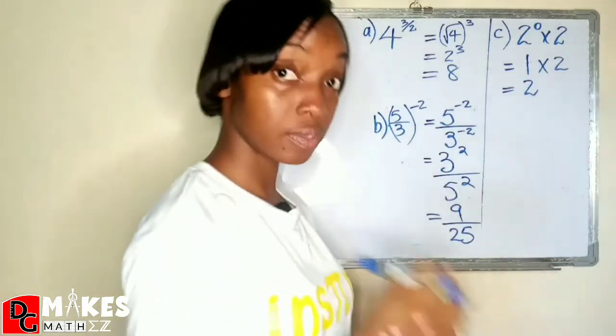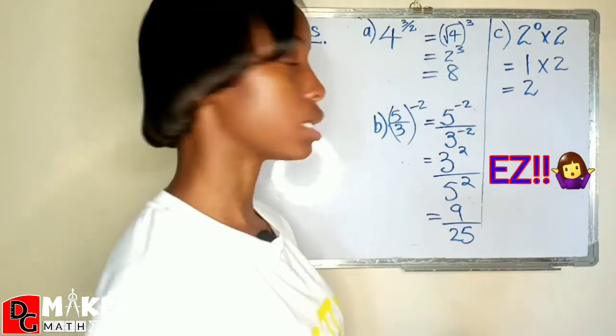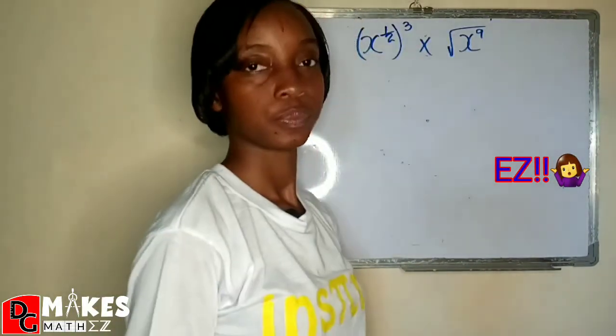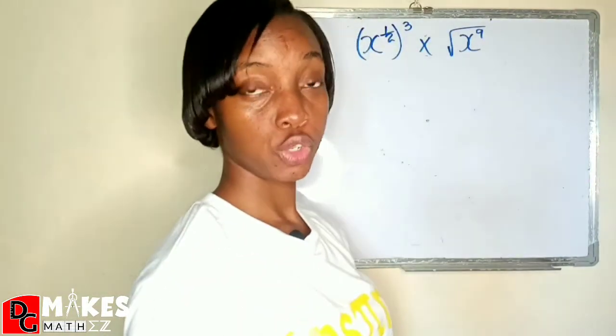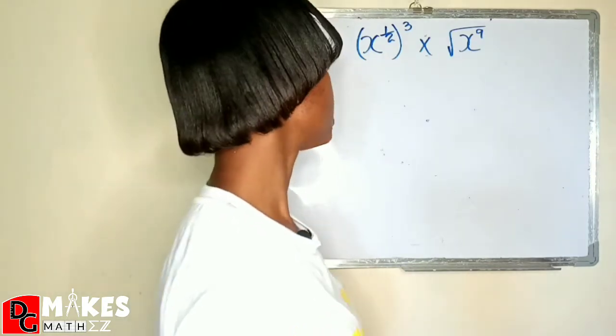Part C, pretty easy. 2 to the power of 0 is going to be 1 times 2. Done. Now, all of these are CSEC questions, all right? So you can see how simple they are. Okay, by this time, you should be racing me to the finish line with these questions.